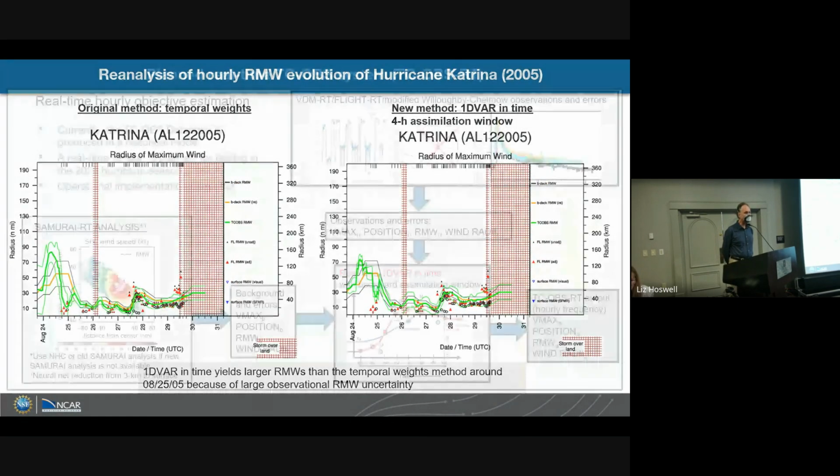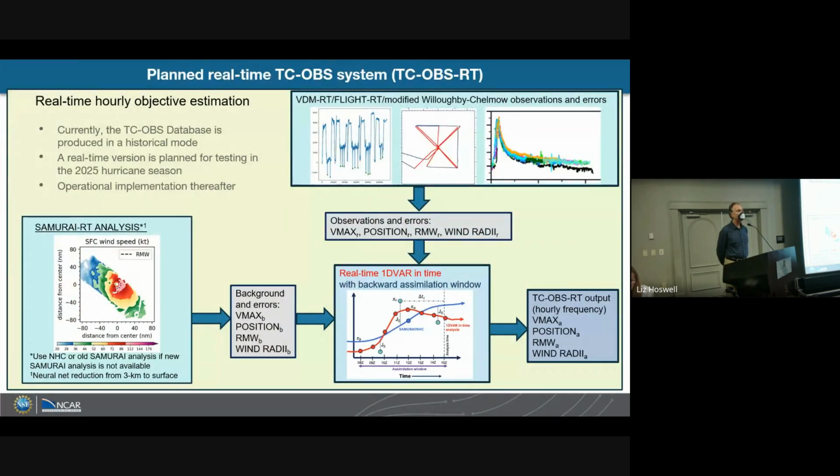Next. Okay, wrapping up. This is the planned implementation of what we plan to test for the temporal system in 2025 during the hurricane season. You're going to get all this real-time processing of the VDMs and the flight level data feeding in from one side. What we plan to do is use the SAMURAI numbers, which are, I think, of quite high quality themselves, and use those as the background. And then for each observation, we'll be able to plug it through this method.